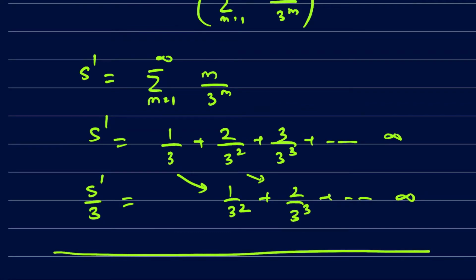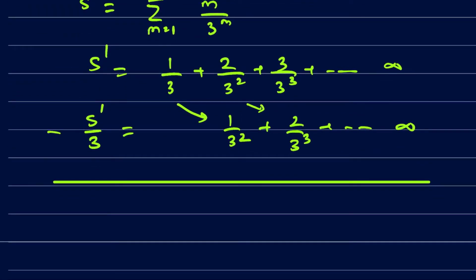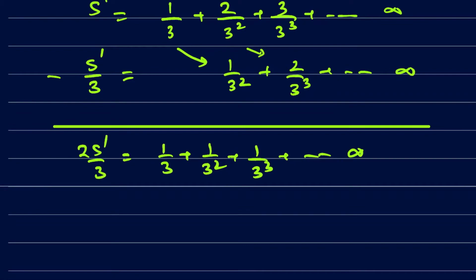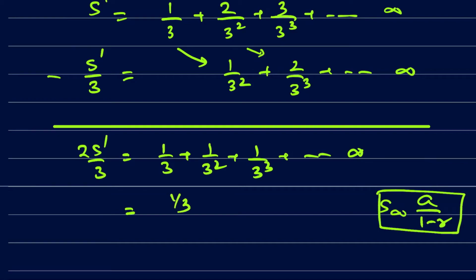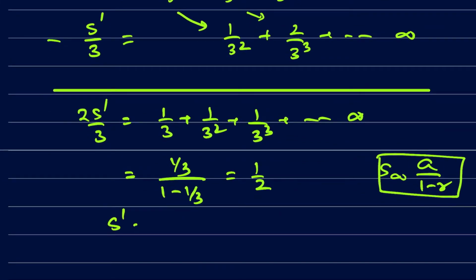So when we subtract both these equations, we will get 2s dash by 3 is equal to 1 by 3 plus 1 by 3 square plus 1 by 3 cube, and so on up to infinity. The right side is a GP, infinite GP. The sum of an infinite GP is a upon 1 minus r. So we can use that. So here we will get a upon 1 minus 1 by 3. So this will give us 1 by 2. So s dash is equal to 3 by 4.